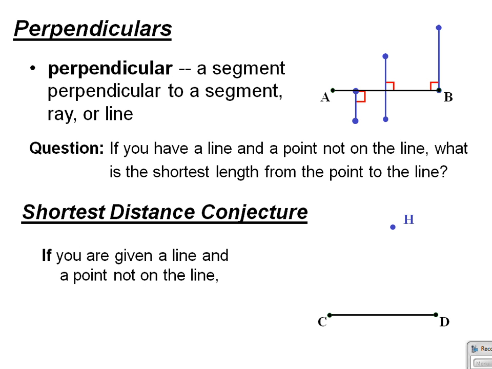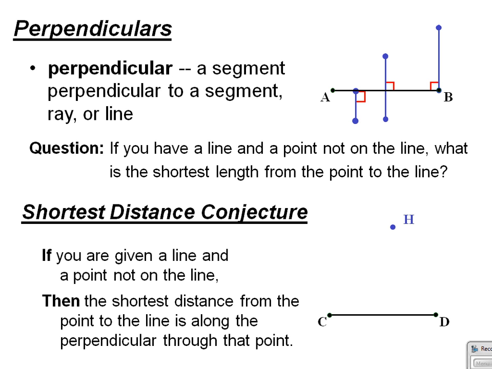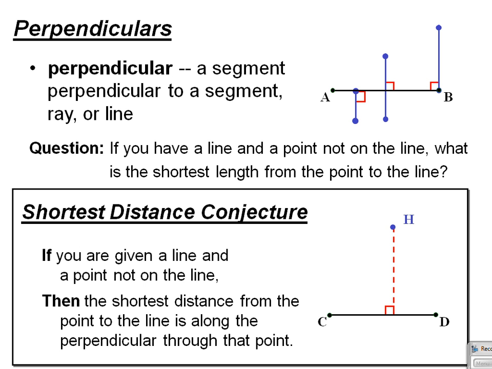In fact, that's exactly what the shortest distance conjecture says. If you are given a line and a point not on the line, then the shortest distance from the point to the line is along the perpendicular through that point. In addition, oftentimes you will hear a reference to the distance from a point to a line. Anytime there's a reference to the distance between a point and a line, or a point and a line segment, it is referring to the perpendicular itself.